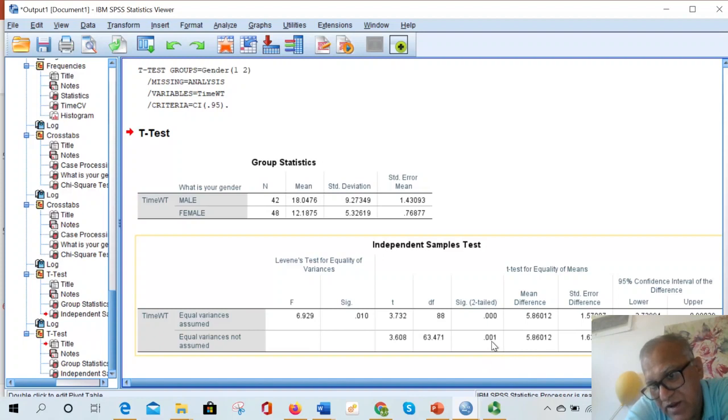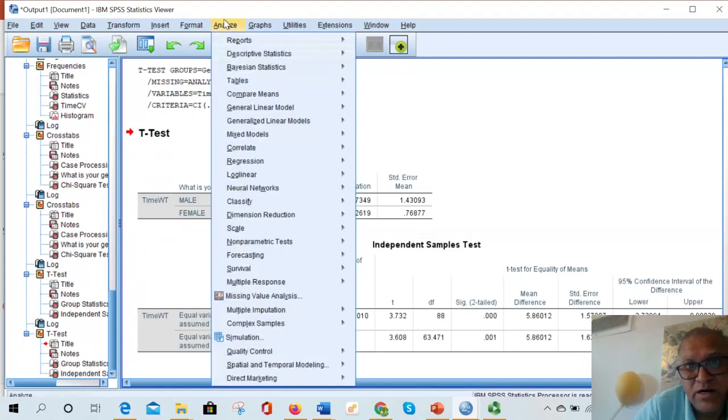You are looking at the significance, two-tailed: 0.001. Good. Small is beautiful, reason to reject. So you reject equality. You reject that male and female spent equal time. If you reject, it means you approve that male and female spend different time. So there is a significant difference between male and female time spent on the weighing machine. Males spend much more time, 18 minutes, compared to females, who spend just 12 minutes. Okay, this is how you work it out.